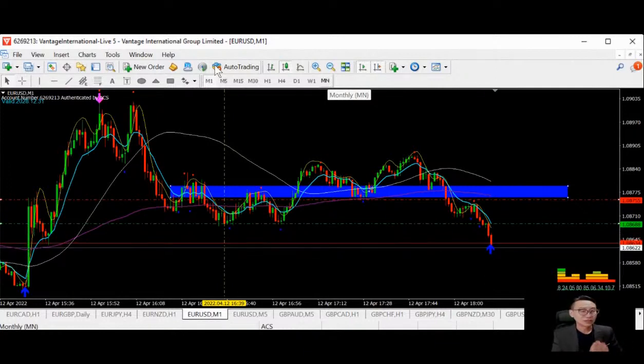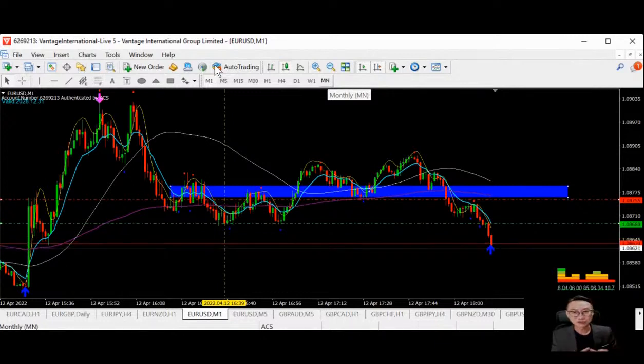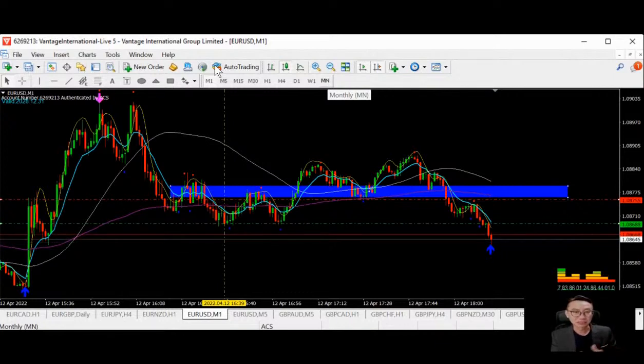Okay, honestly, I tell you this is a very nice typical example of how I trade to hold a trade within the range to get my TP.